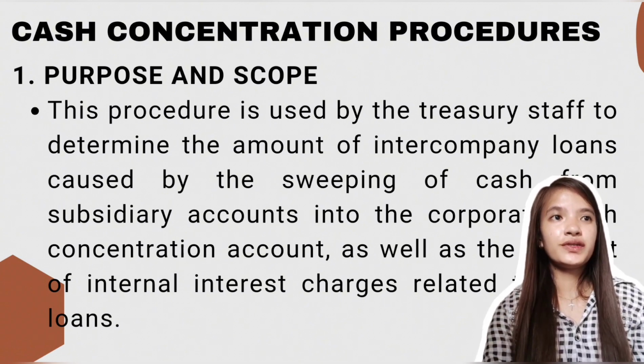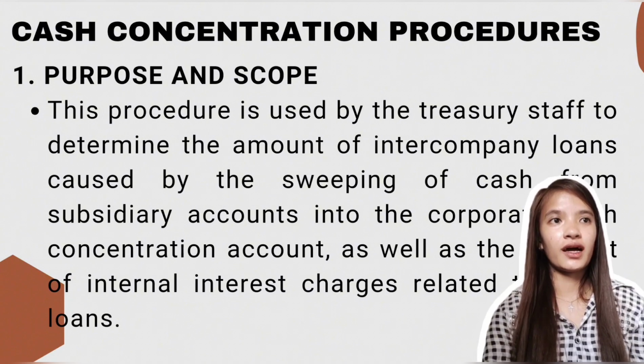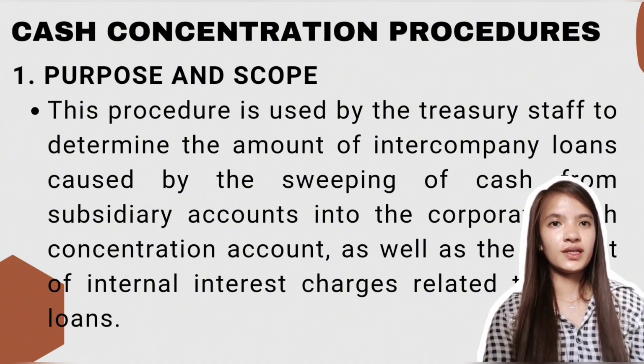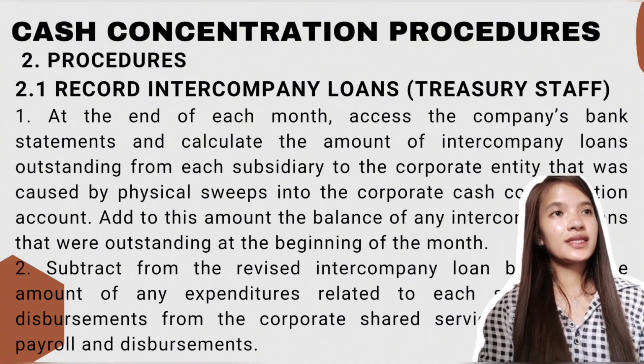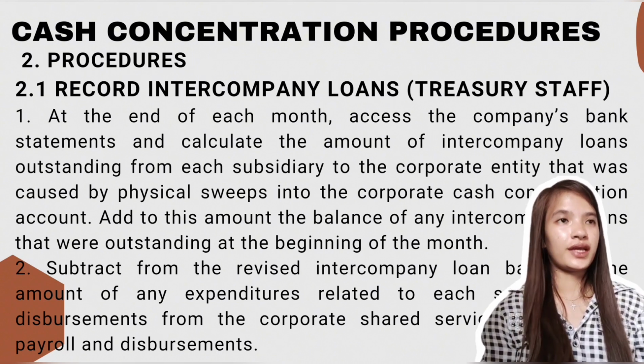This procedure is used by the Treasury staff to determine the amount of intercompany loans caused by the sweeping of cash from subsidiary accounts into the corporate cash concentration account, as well as the amount of internal charge related to these loans. So, cash concentration procedures have steps to record intercompany loans for treasury staff.